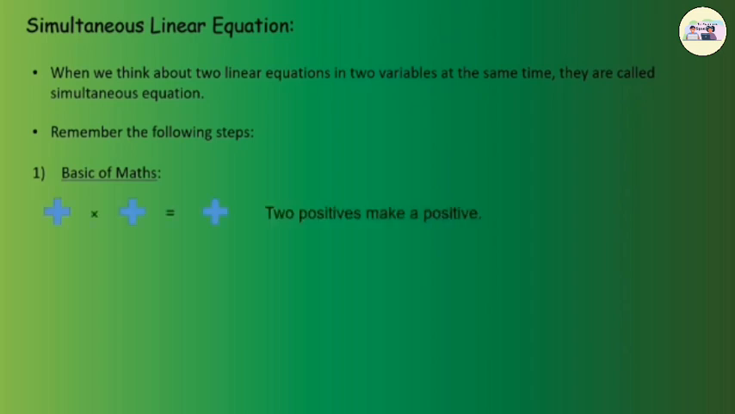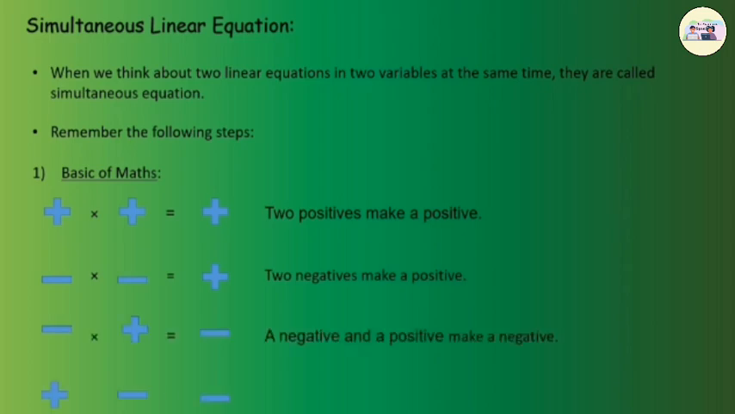Two positives make a positive. Two negatives make a positive. A negative and a positive makes a negative. A positive and a negative makes a negative. These 4 points are very important, so do remember them.